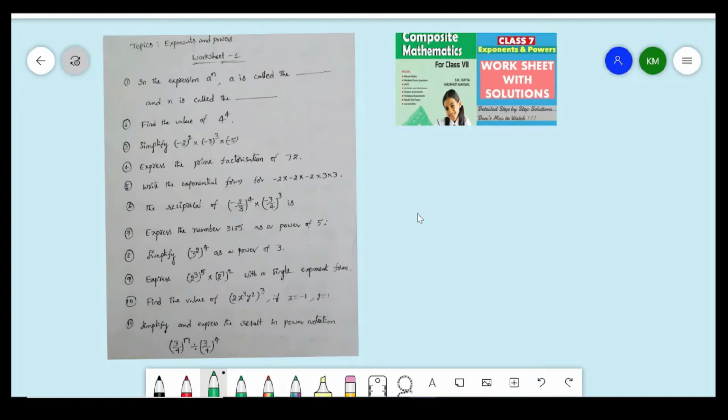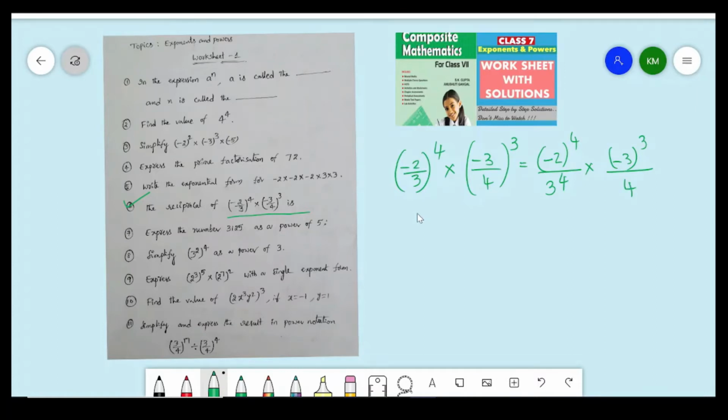Let us move on to the next problem. Problem number 6. They are asking us to find out the reciprocal of a given number. So I am writing this number, minus 2 by 3 whole to the power 4 multiplied by minus 3 by 4 whole to the power of 3. We have to find out its reciprocal. So observe very carefully. This can be written as minus 2 whole power 4 divided by 3 power 4, again minus 3 whole power 3 divided by 4 power 3.